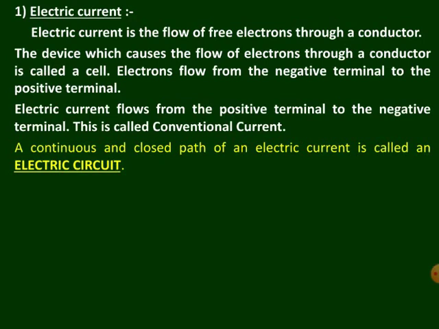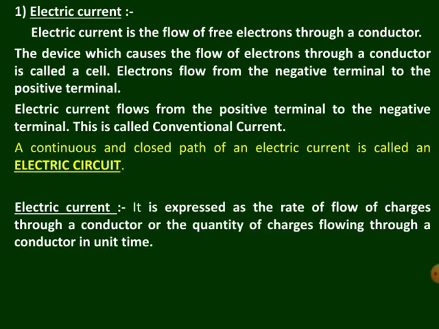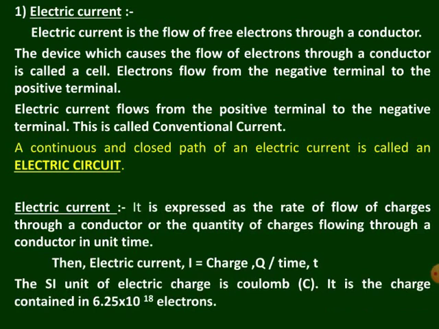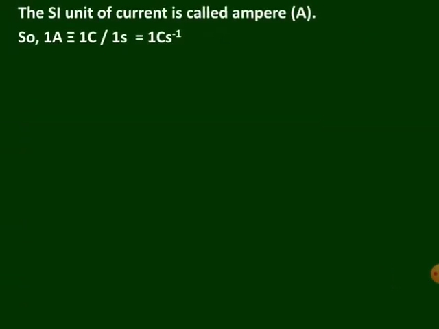A continuous and closed path of an electric current is called an electrical circuit or simply an electric circuit. Electric current is expressed as the rate of flow of charge through a conductor, or the quantity of charge flowing through a conductor in unit time. Then electric current I is equal to charge Q divided by time T. The SI unit of electric charge is coulomb. It is the charge contained in 6.25 times 10 to the power 18 electrons. The SI unit of current is ampere, denoted by the symbol A.